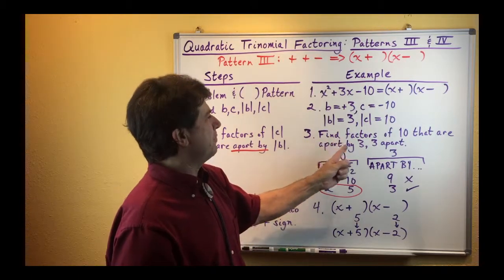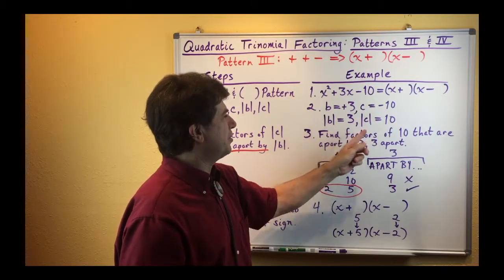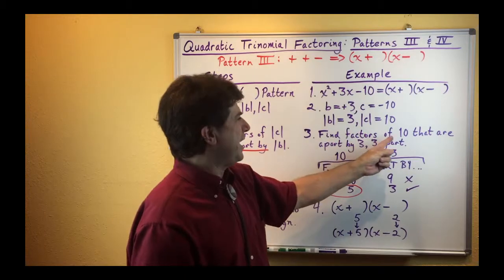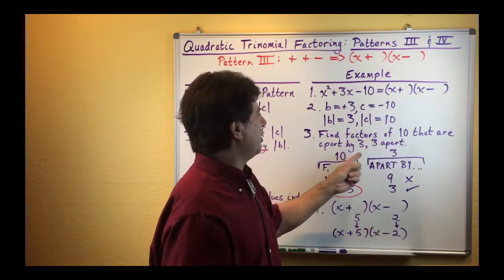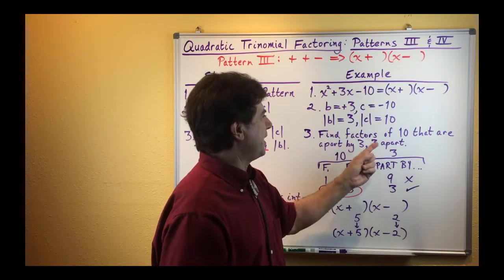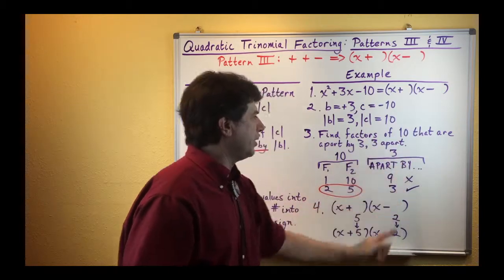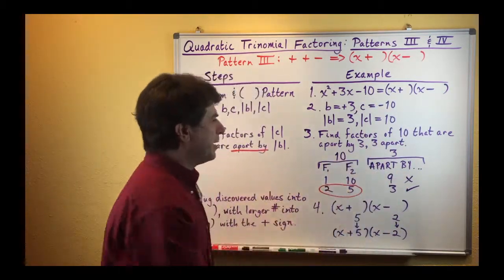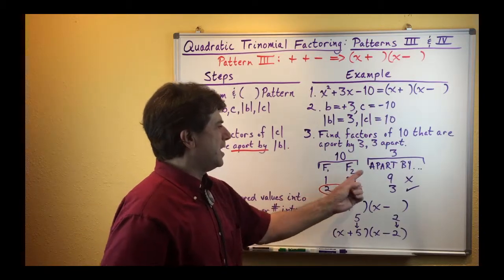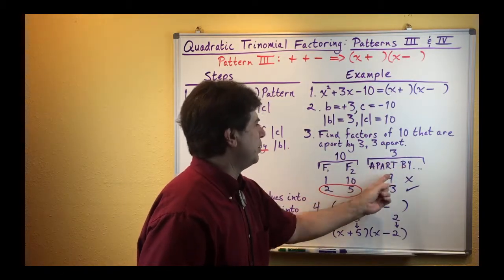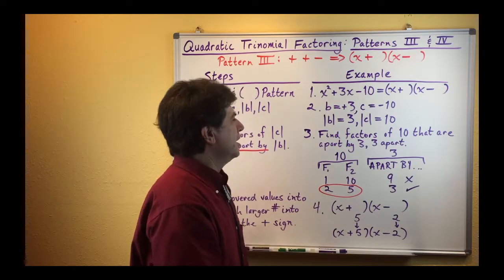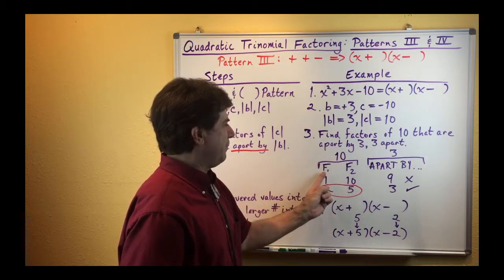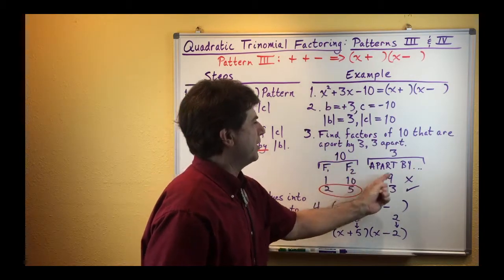Since the absolute value of c is 10 and the absolute value of b is 3, we're looking for factors of 10 that are 3 apart. We make the same kind of little chart or table that we had before. The only difference is, instead of writing sum to over here, we write apart by. So we've got factors of 10, f1 and f2, that are apart by 3.